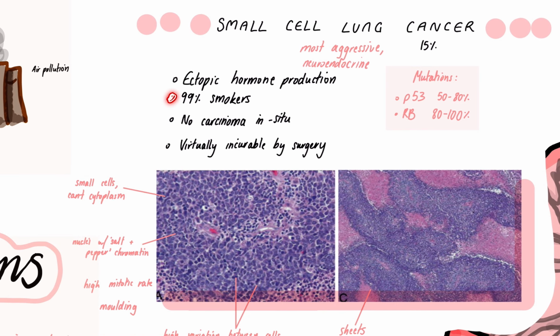99% of small cell lung cancers are found in smokers. So like 1% of these are found in non-smokers. There's no such thing here as a carcinoma in situ, aka there's no pre-invasive lesion. So once you find it, it's usually invaded already and it has a pretty poor prognosis. It's virtually incurable by surgery. Although I did just read that about 20% of cases are curable, but I guess it depends on how early you catch it. The common mutations are P53 and RB.